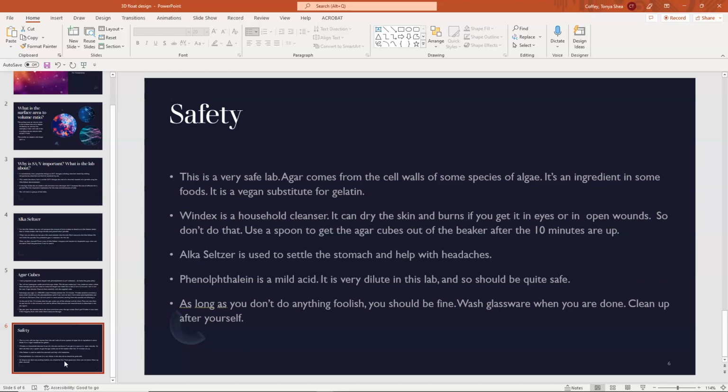Use a spoon to get the agar cubes out of the beaker after your 10 minutes are up. I've provided some disposable spoons. When you're done with them, don't throw those away. Wash them off and set them to the side because we might want to use them again for something else.